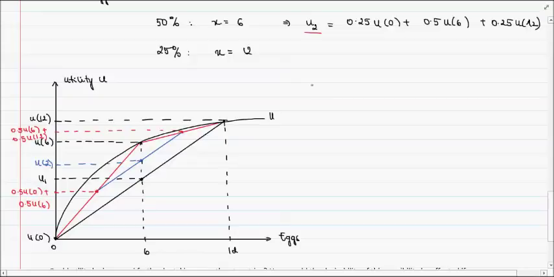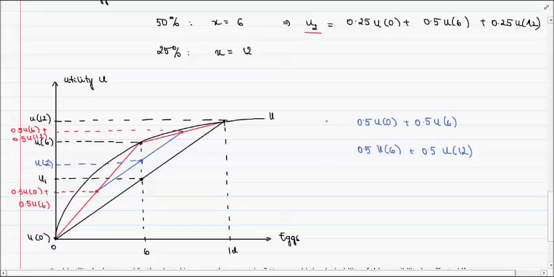Okay, so easiest way to see is, okay, I know that the point over here is 0.5 u0, okay, plus 0.5 of u6. Now the point over here is 0.5 of u6 plus 0.5 of u12. Okay, now what I did just now is I take the midpoint between these 2 points, between this point and this point over here.